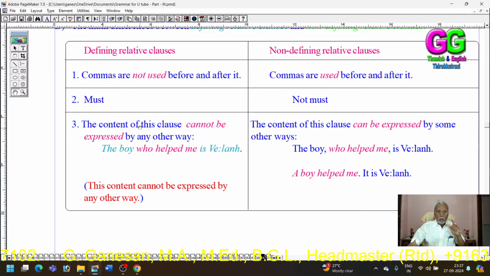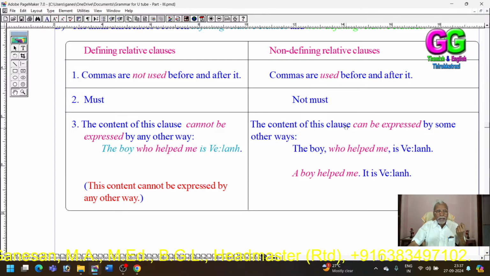Thirdly, the content of this clause cannot be expressed in any other way. That is, what can be expressed only by a defining relative clause cannot be expressed in any other way. Example: The boy who helped me is Vali. This content cannot be expressed in any other way.